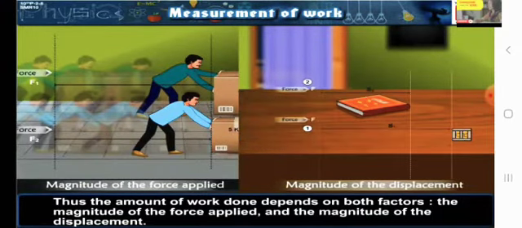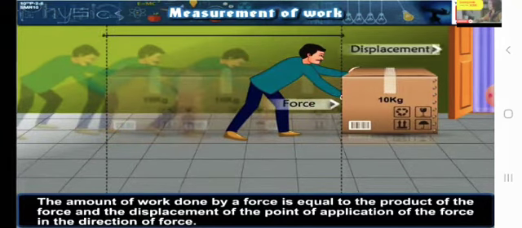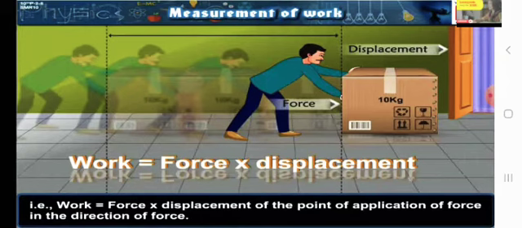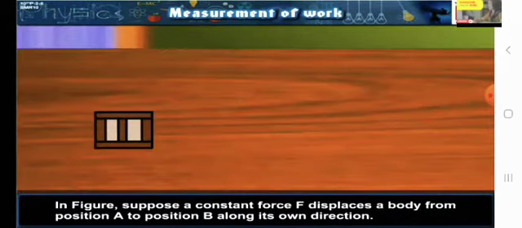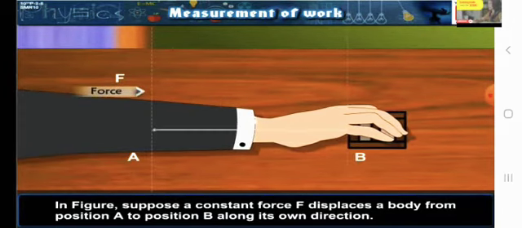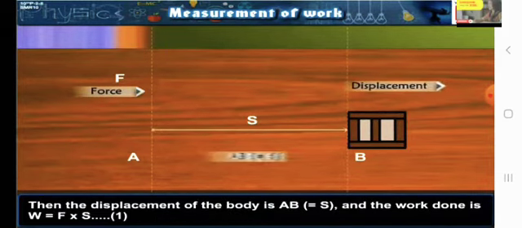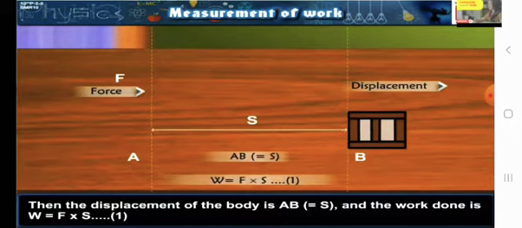Thus, the amount of work done depends on both factors: the magnitude of the force applied and the magnitude of the displacement. The amount of work done by a force is equal to the product of the force and the displacement of the point of application of the force in the direction of force. That is, work is equal to force into displacement of the point of application of force in the direction of force. In figure, suppose a constant force F displaces a body from position A to position B along its own direction. Then the displacement of the body AB is equal to S, and the work done W is equal to F into S.